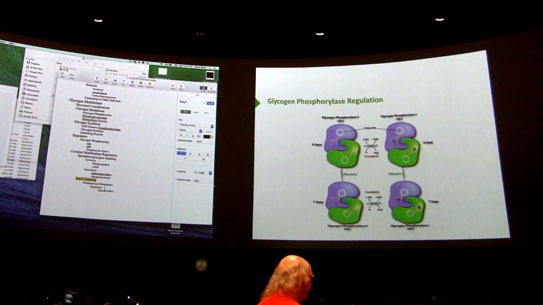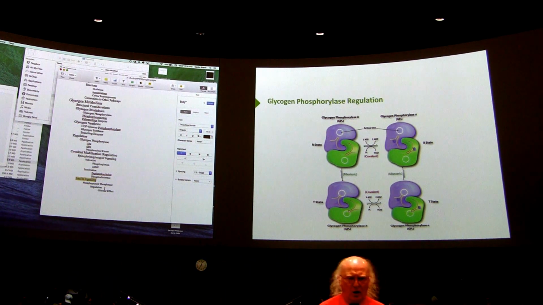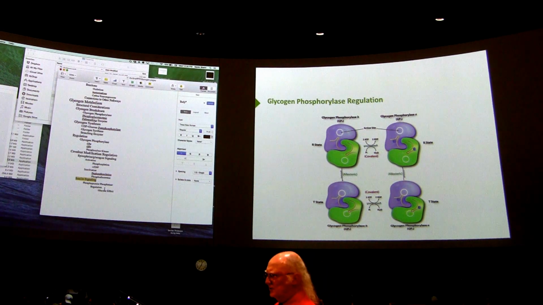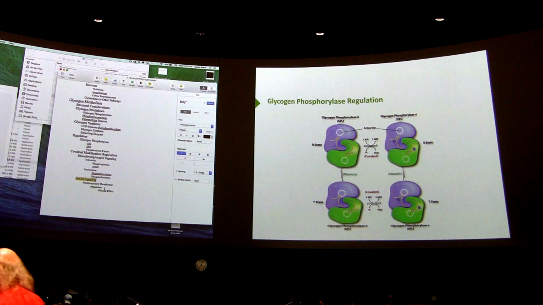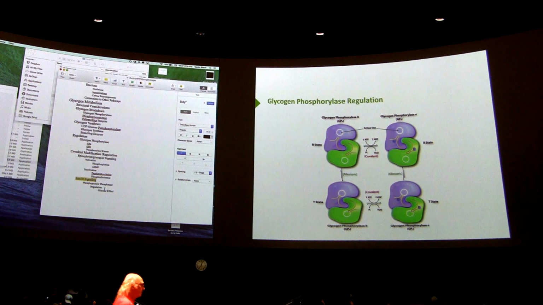Let's remember some guiding principles. R state, T state changes always involve allosterism. They don't involve covalent modification. That's true for any enzyme. Allosteric modifications do not involve covalent modification. They involve binding of a molecule. Okay? So as we go up and down, we're binding a molecule. As we go left and right, we're putting on or taking off phosphate.